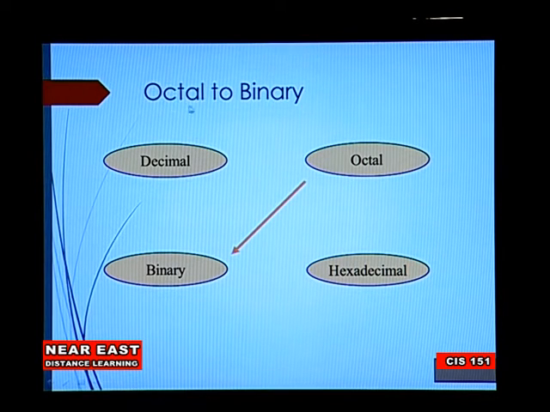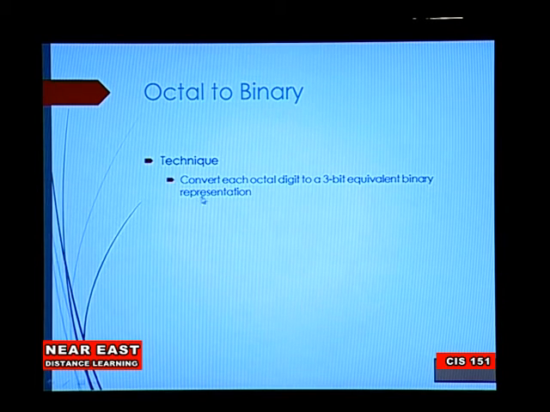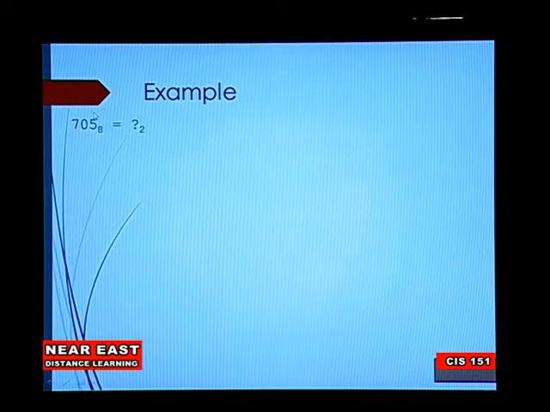Now I'm going to show you how to convert octal to binary. Technique: convert each octal digit to its 3-bit equivalent binary representation. We have here 705 in base 8, equal to what in base 2? From base 8 to base 2. So 705 is converted like this: 7 equals 111, 0 equals 000, 5 equals 101.